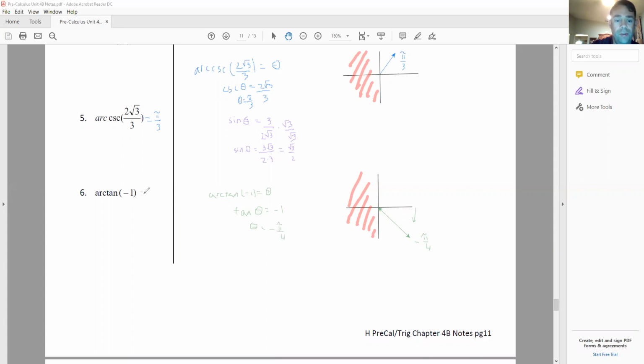So that is -pi/4. All right, so that's the first part. Can we evaluate the Arctrig?